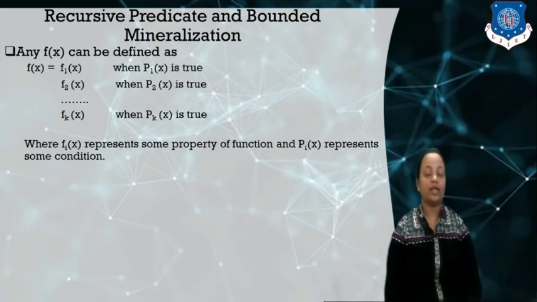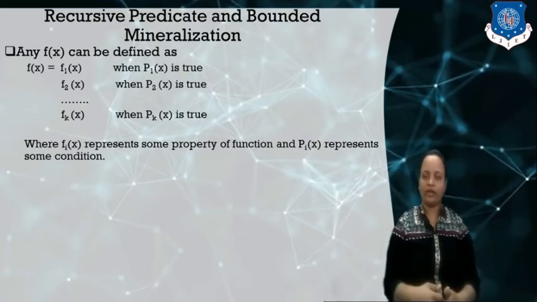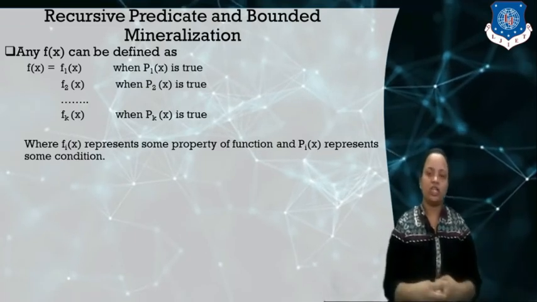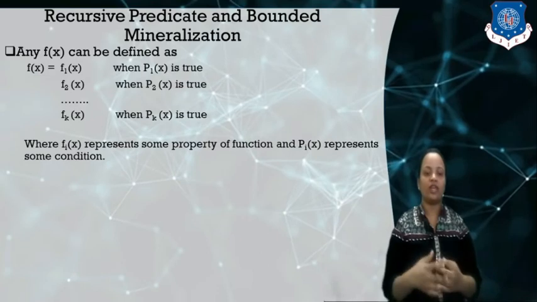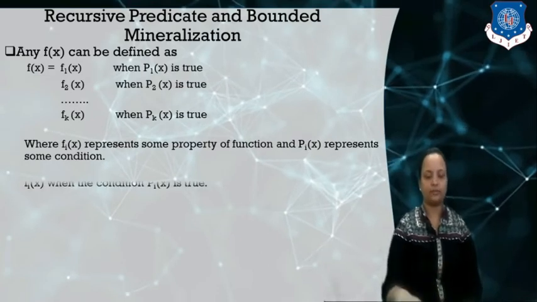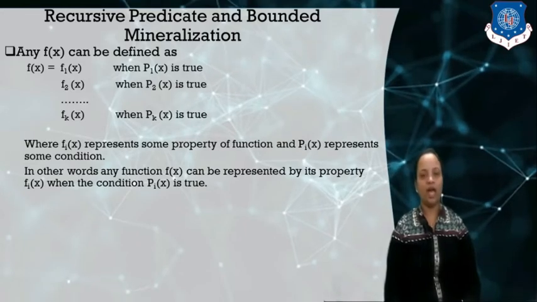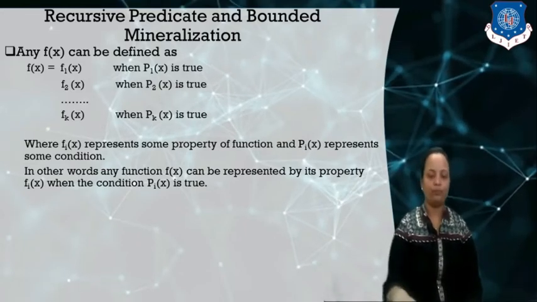So we can say that φ(x) represents some properties of a function and P(x) represents some condition, and when this condition is true we can apply the function like this. In other words, any function f(x) can be represented by its properties φ(x), and these properties apply when the condition P(x) is true.